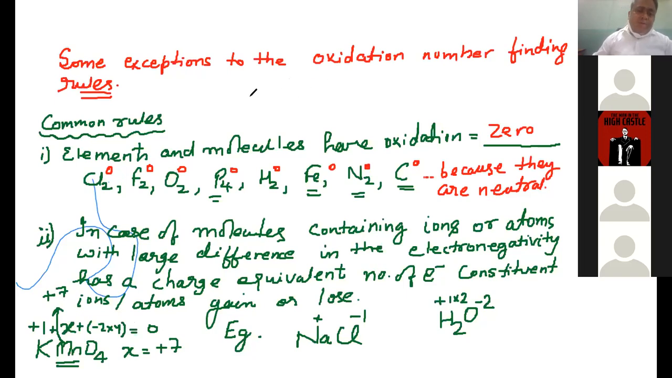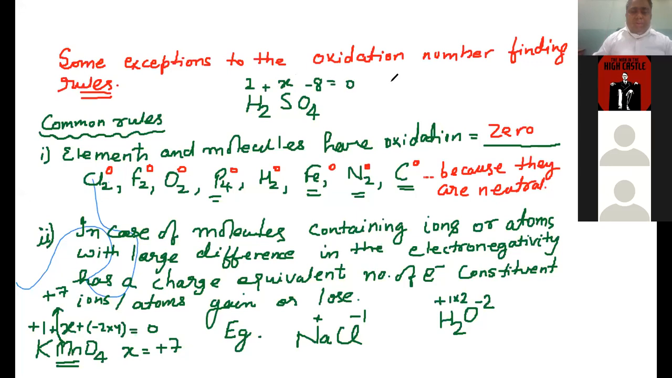Say, for example, if we have to find out the oxidation number of sulfur in H2SO4, then we will write it as 2. This will be x. This will be minus 8. Will be equal to 0. So x will be equal to 8 minus 2 equal to plus 6. Similarly, we can take more examples.